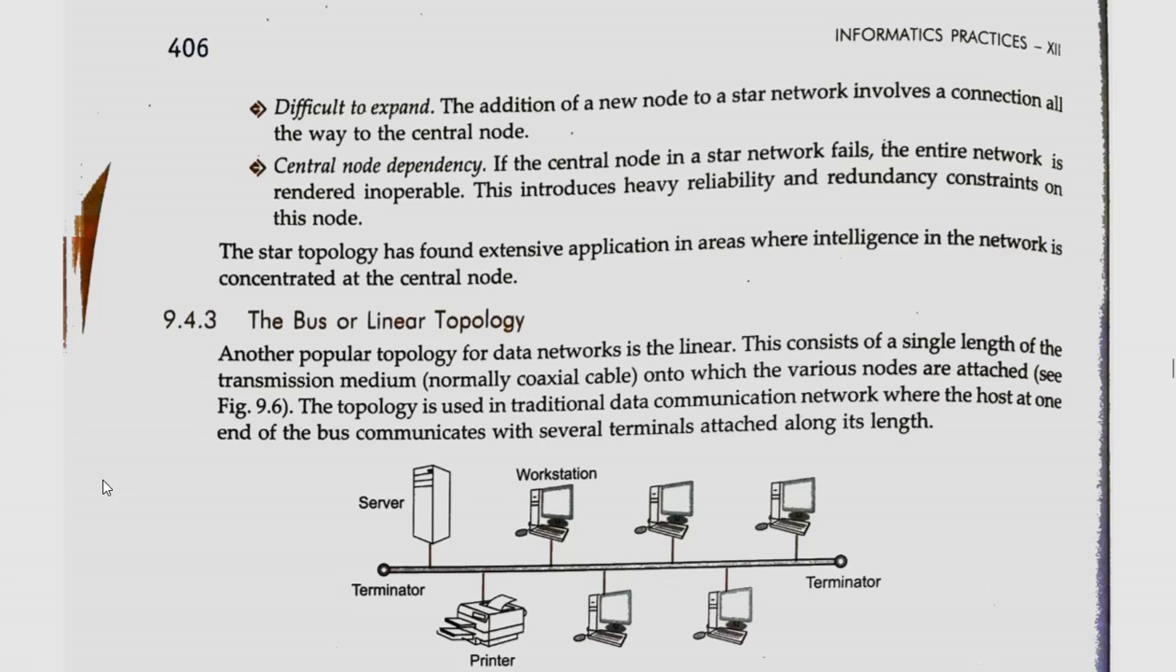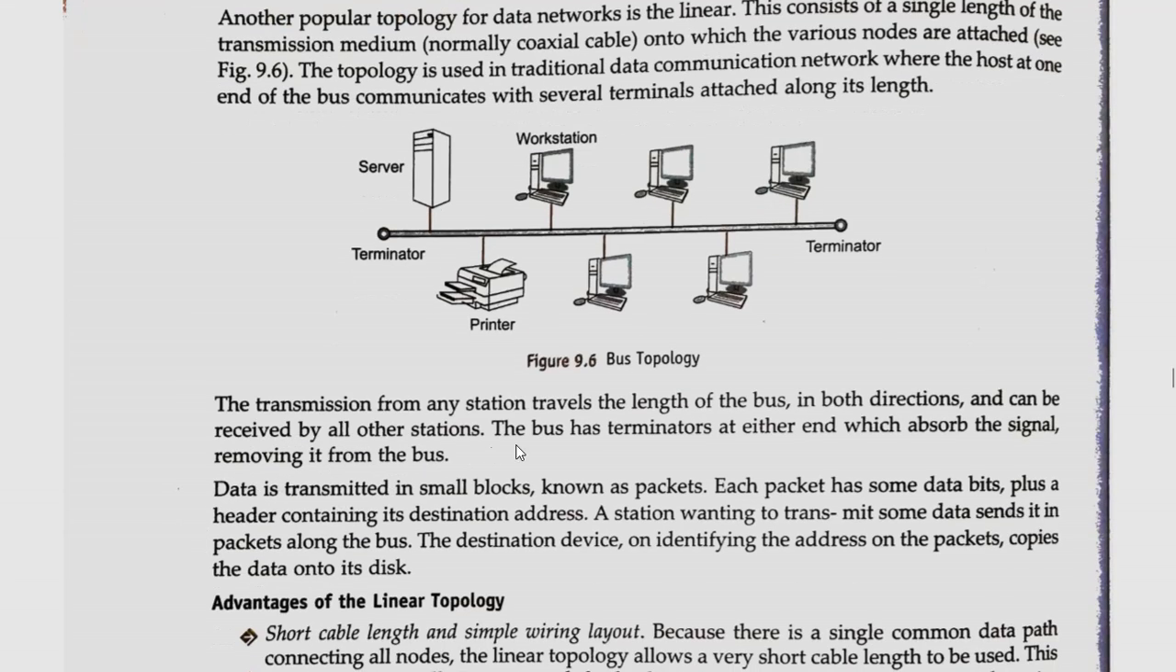Now the transmission from any station travels the length of the bus in both directions and can be received by all other stations. So the transmission is happening with this coaxial cable. The entire information is there in this. So whatever node is going to receive the signal is going to receive it through this coaxial cable only. Now data is transmitted in small blocks known as packets, and each packet has some data bits plus a header containing its destination address. A station wanting to transmit some data sends it in packets along the bus. The destination device, on identifying the address on the packets, copies the data onto its disk.